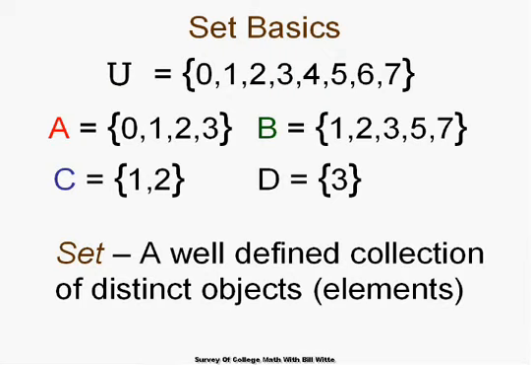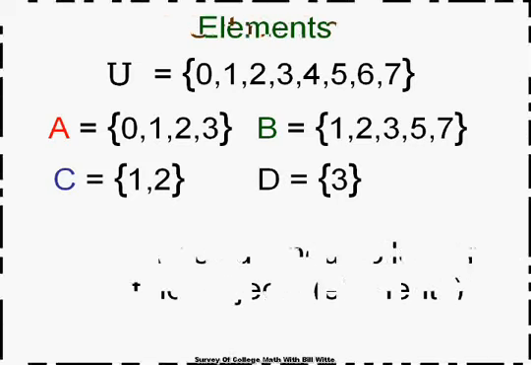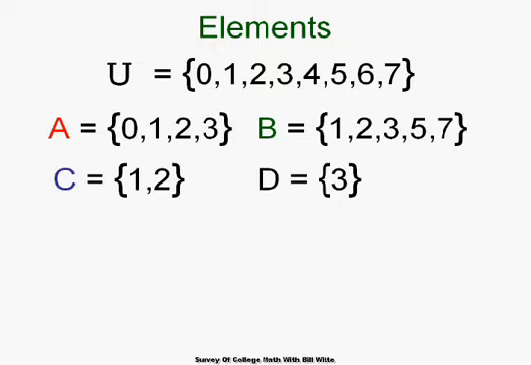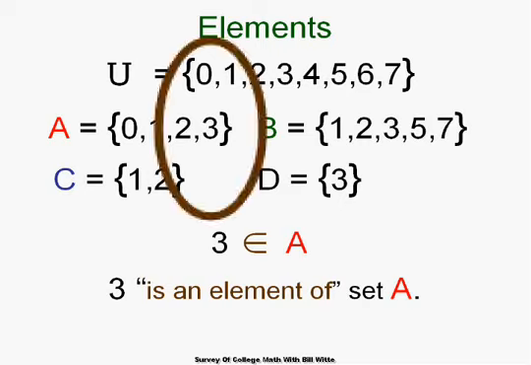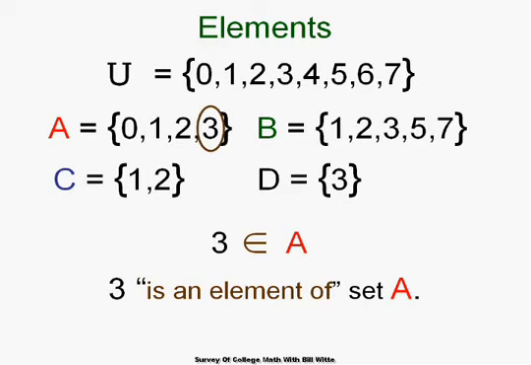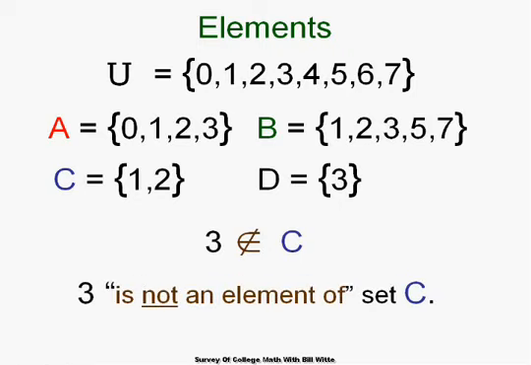Here are some examples: set A, set B, set C, set D. We'll always put sets in curly brackets. Now, the elements of a set are the members, and we have a symbol for that. This is ∈: 3 is an element of A, and as you can see, 3 is an element of set A. Consequently, we have another symbol for not an element. For instance, 3 with the cross out means 3 is not an element of set C, and as you can see, it isn't. That's the statement: is an element and is not an element.